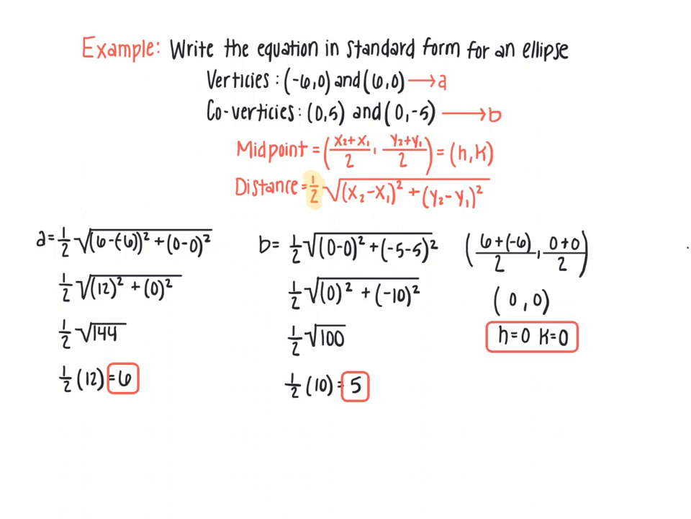So I have all 4 variables that I need to start building my standard form equation for my ellipse, but there's one last question I have to ask myself.